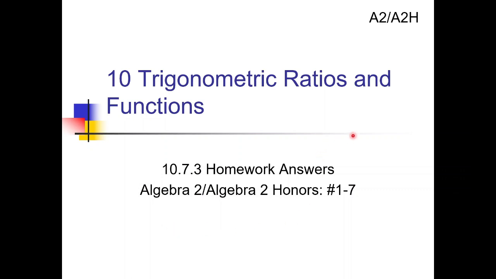Hello there, Mr. Sutton here, bringing you the Algebra 2 10-7 Part 3 homework solutions on using trigonometric identities. In this one, we're focusing on verifying trig identities.